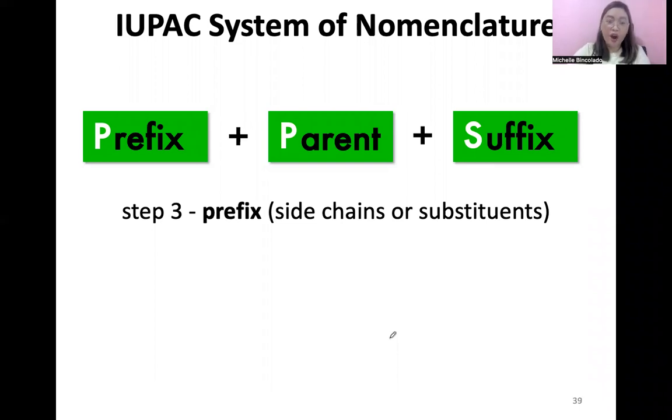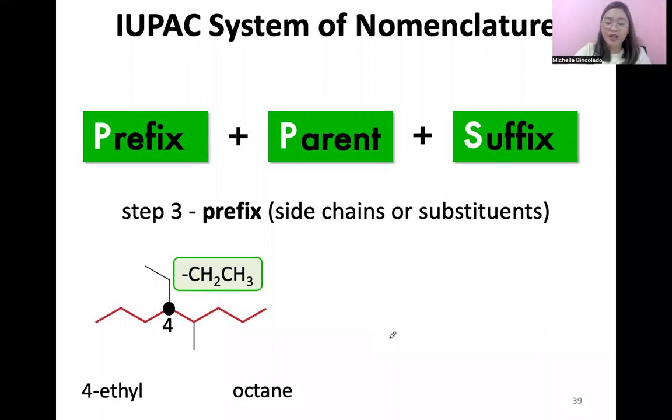So guys, for our first compound kanina, 'di ba, octane yan. So lagyan na guys natin ng substituents niya. At carbon 4, we find an ethyl group. And then at carbon 5, we find a methyl group. So its full name is 4-ethyl, 5-methyl octane.